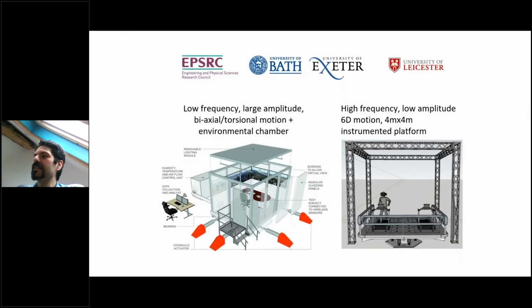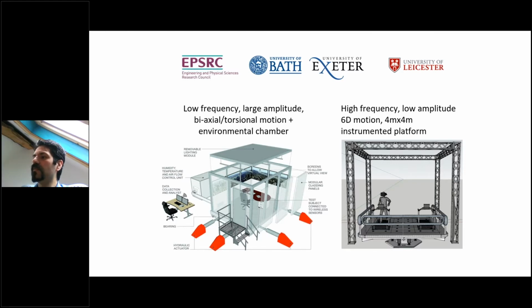So the Exeter facility is mainly aimed at simulating higher frequency human or machinery induced floor vibrations. It has a low amplitude 6D motion platform, which is instrumented. The Bath facility is what I'm going to focus on for this presentation. It is predominantly aimed at simulating larger amplitude, lower frequency sway movement, predominantly wind-induced motions in tall buildings.